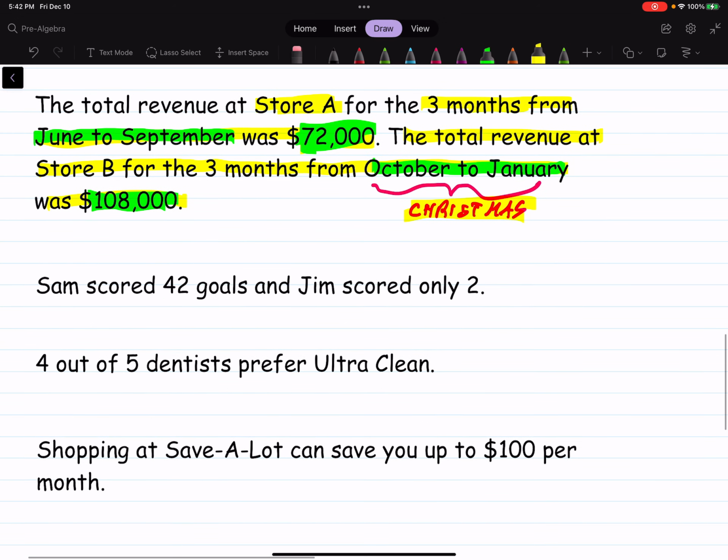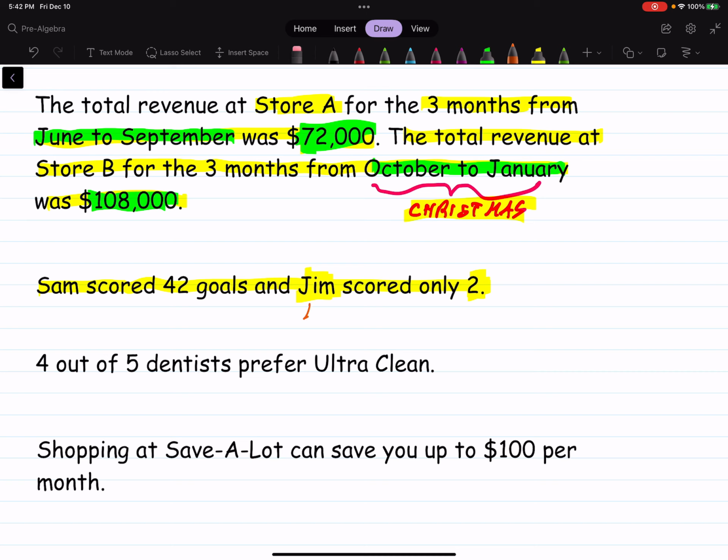How about another 3 quick ones here? Sam scored 42 goals and Jim only scored 2. Sounds like Jim's not a very good player. But in reality, we don't know enough about this. Maybe Jim was the goalie. Maybe Jim only got out of the goal for a little bit and had 2 goals on the year, which is pretty good. Maybe Jim was hurt.